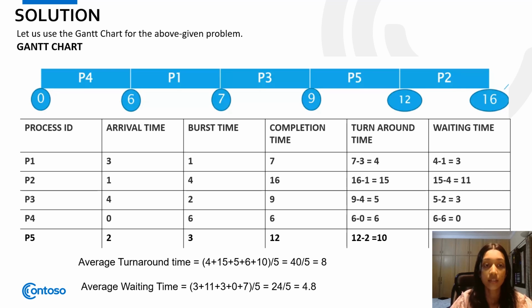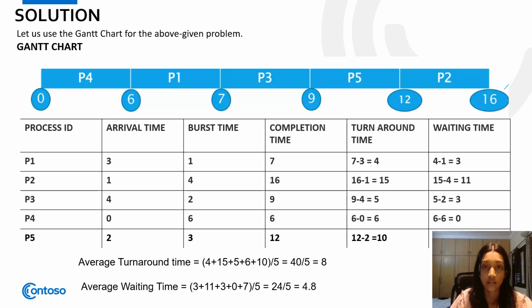After P3, P5 will get executed as it has the minimum burst time. It requires 3 milliseconds. So 9 plus 3, 12. After 12 milliseconds, the P5 process will get completed. And after that, at last, P2 will get executed in 4 milliseconds. So after 16 milliseconds, P2 will also get completed.